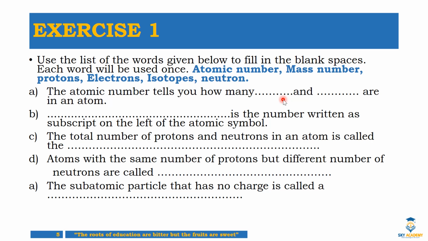And then neutrons, we have seen, keep changing. The neutrons can change, but protons and electrons have the same number in a neutral atom. When I say neutral atom, I mean an atom which is not in a chemical reaction. An atom which is not in a chemical reaction. That is a neutral atom.